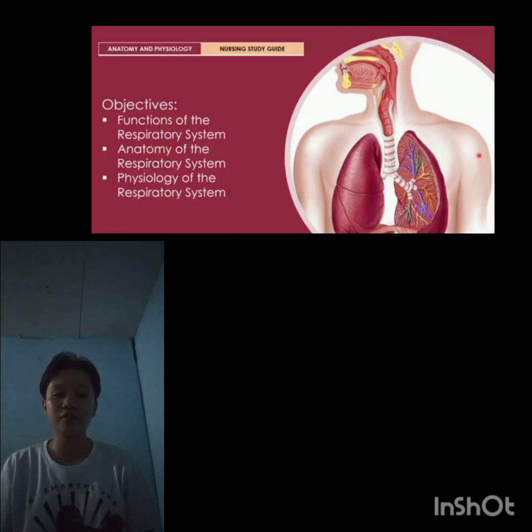So the objectives of this report are for us to know the functions of the respiratory system, the anatomy of the respiratory system, and the physiology of the respiratory system.